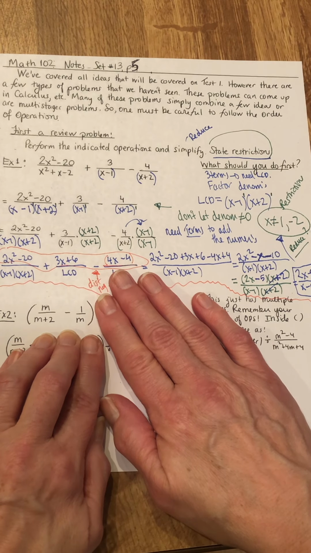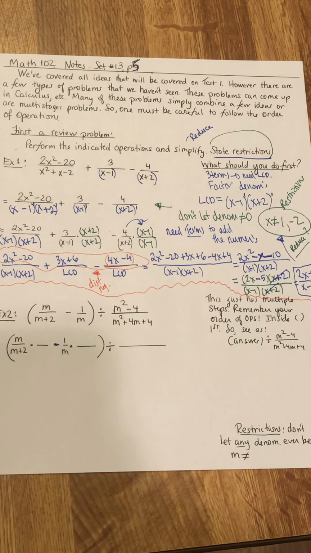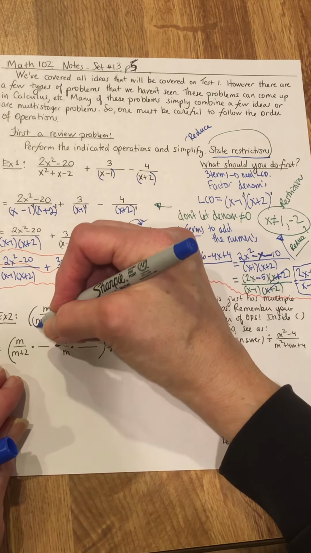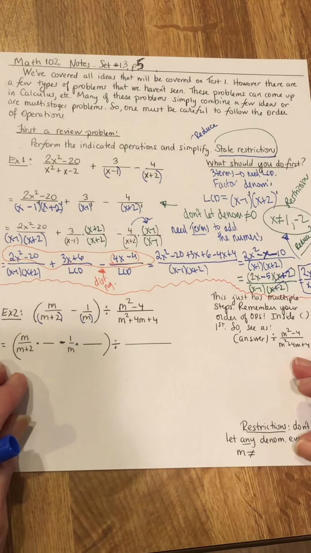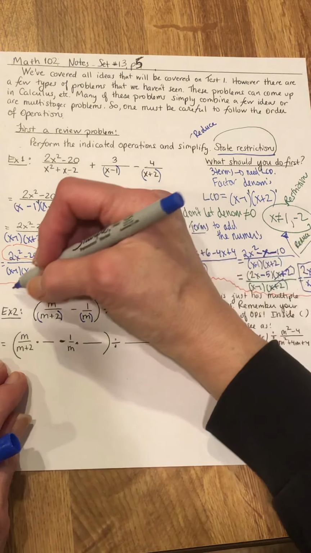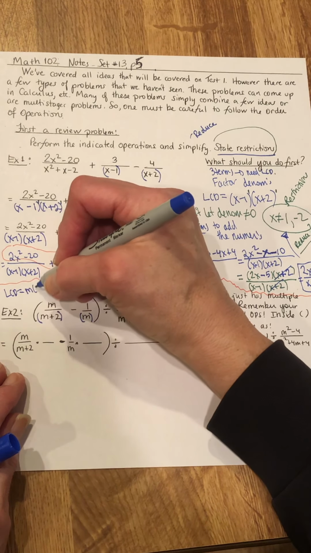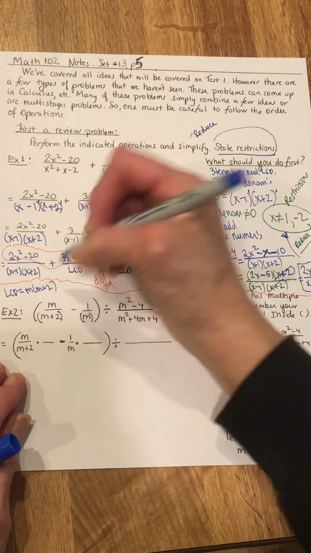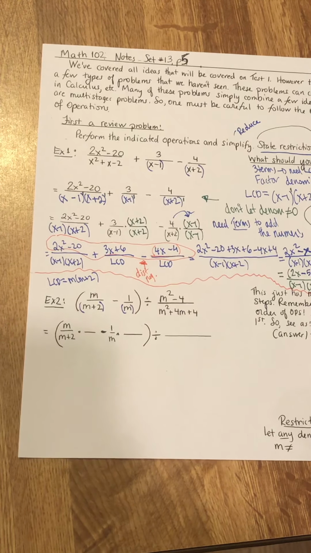So this is a pretty simple subtraction problem. We need an LCD. Both of your numerators are already in factored form. M plus 2 is your factor, m is your factor. And so the LCD, there are no common factors. It's just the product of the 2 factors. You just multiply the 2 factors that you see there. So that will be your LCD.